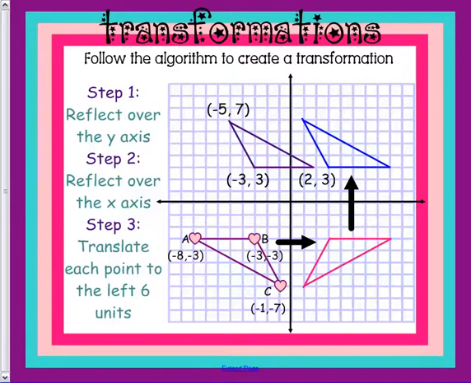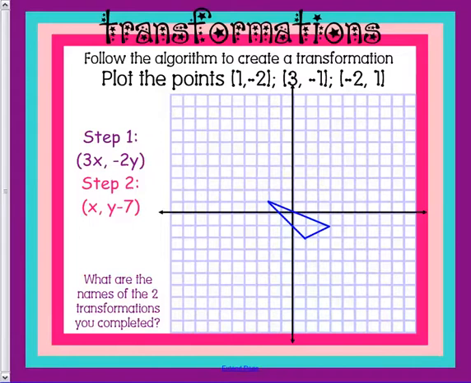All right, another one for you to try. Go ahead and follow the algorithm to create the transformation. So first on your page, I want you to plot these points, and then I want you to follow step 1 and step 2. Okay, and then I want you to name the transformations that you just completed. All right, here we go. I'm going to show you what you can do. So make sure that you have paused the video.